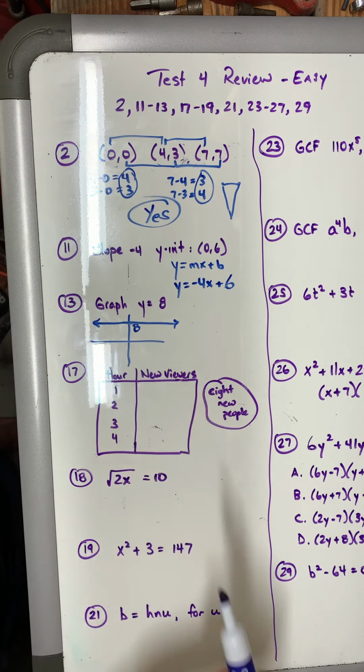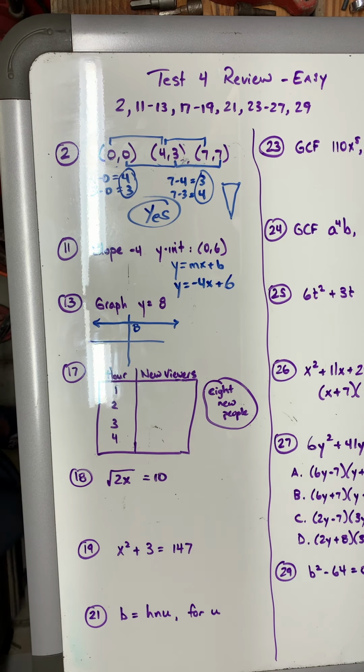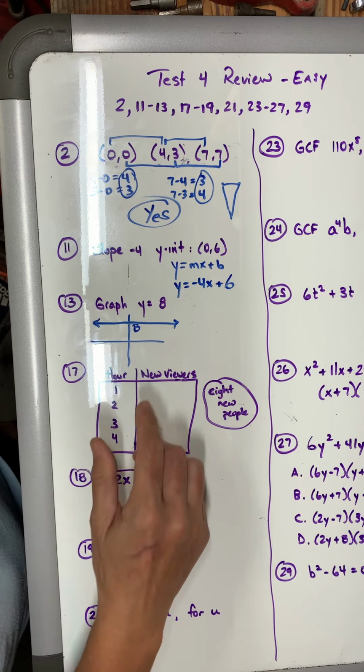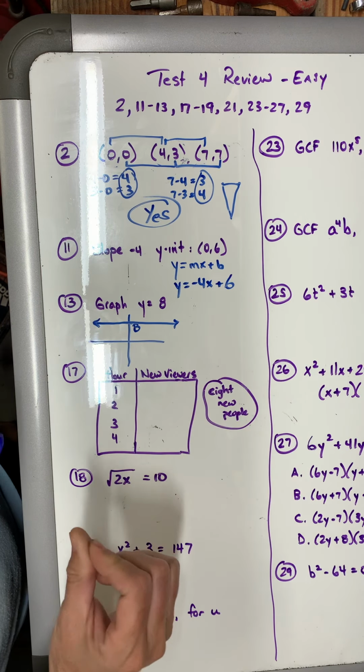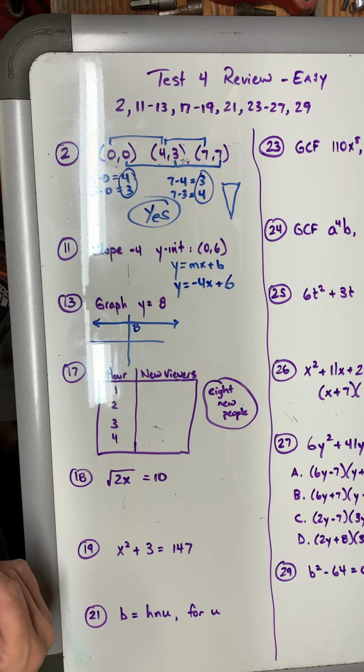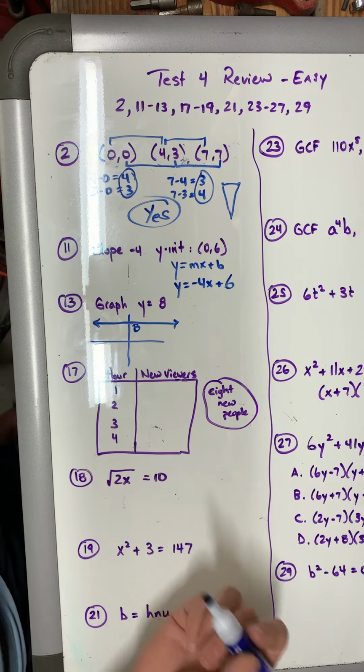So memorize that rule. It makes it very simple. The alternate is if I had x equals a number, then it would be a vertical line going through that number. All right, let's look at question 17.